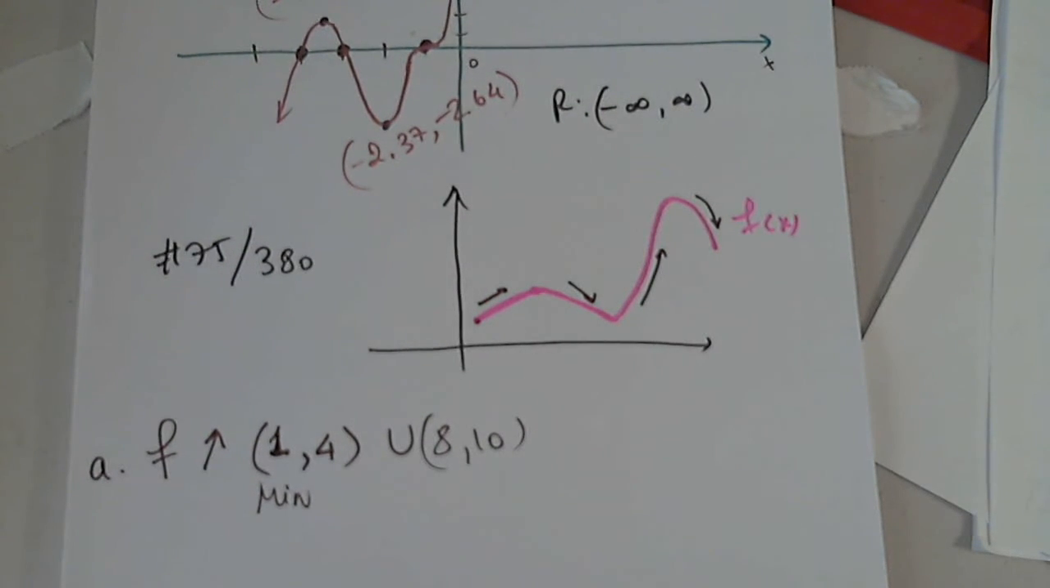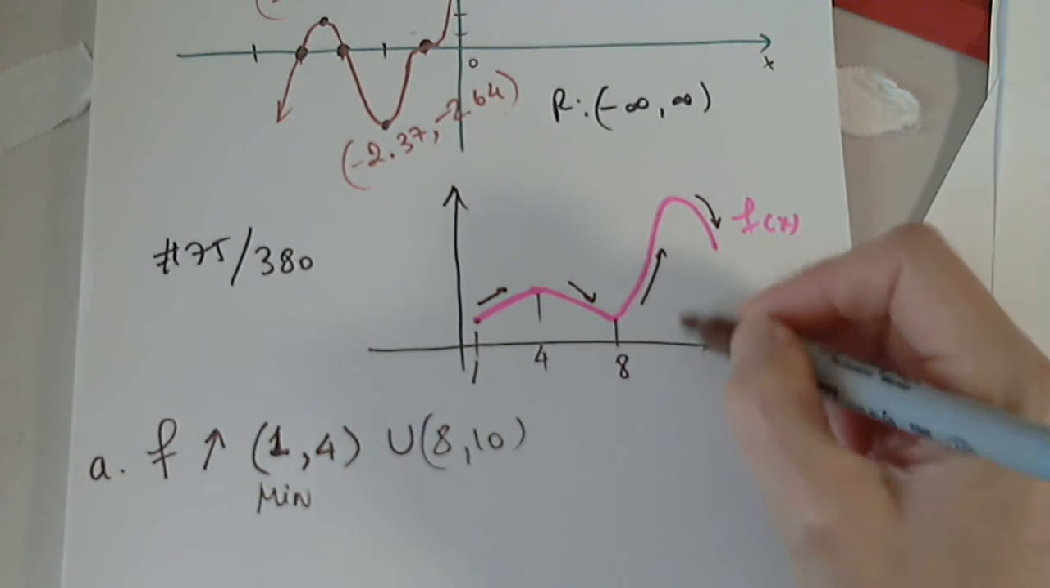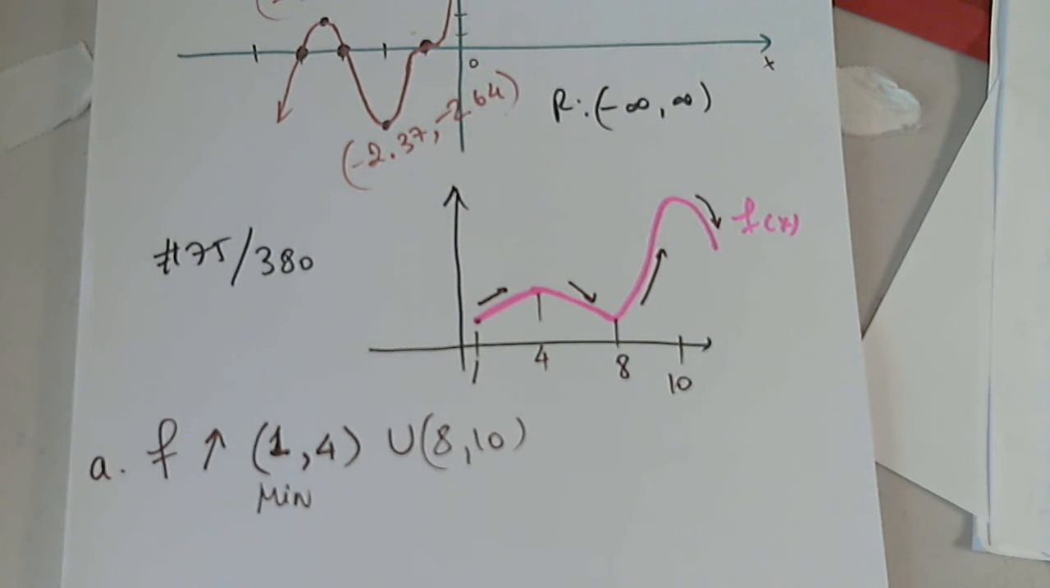We are talking about the trend. We are not looking at the y values. When we talk about increasing or decreasing intervals, we are talking about x. So the function is increasing between time 1 minute to 4 minutes, and it's also increasing between 8 and 10. So 1 and 4, 8 and 10. Do we all see that?